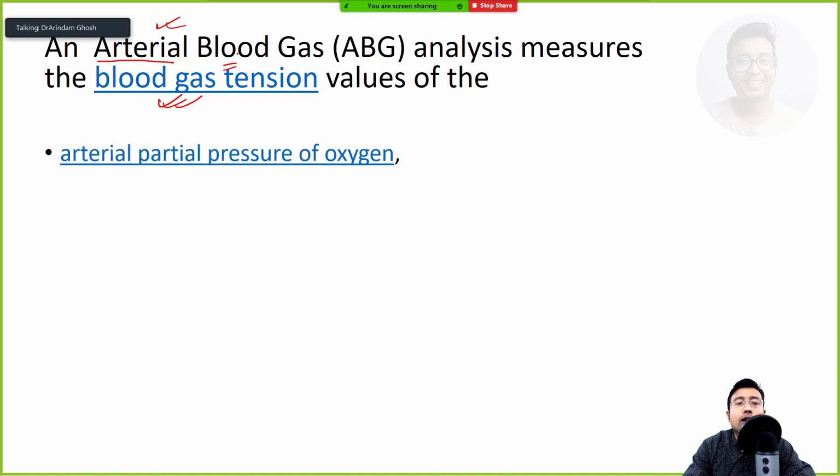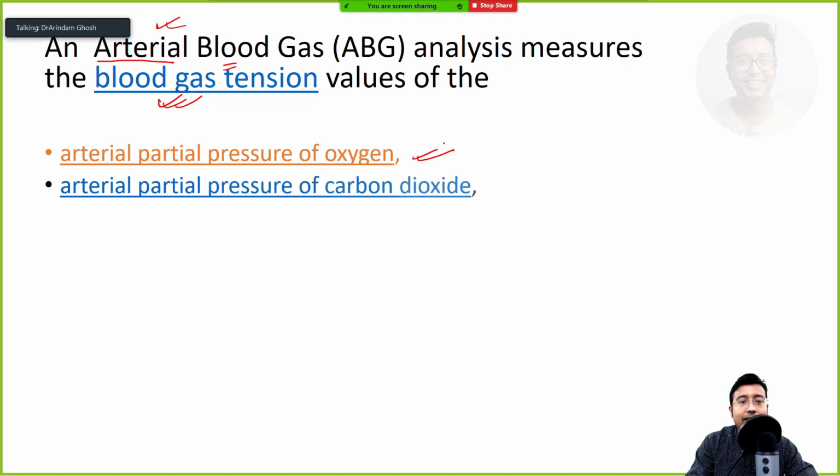So what does it tell us? Number one, arterial partial pressure of oxygen, very important, right? First and foremost, it will tell us the oxygen partial pressure. Most important, because this is the main parameter we are bothered about in a patient in the ICU. Especially nowadays, oxygen partial pressure and saturation are the main concern, because we are going through a COVID pandemic, right?